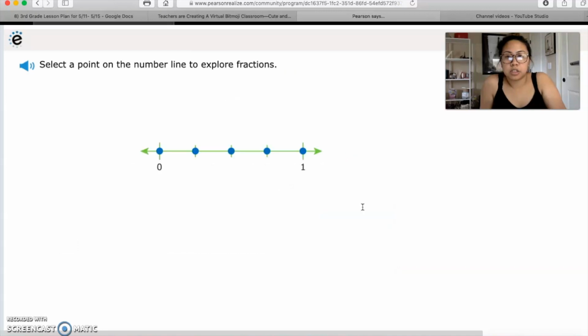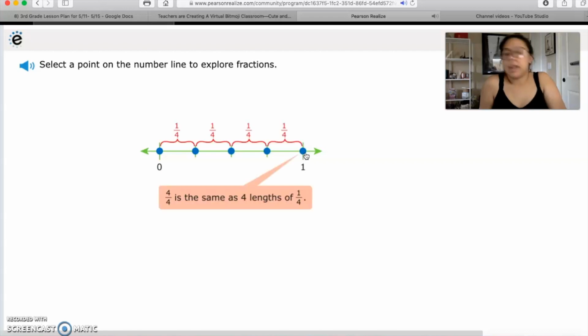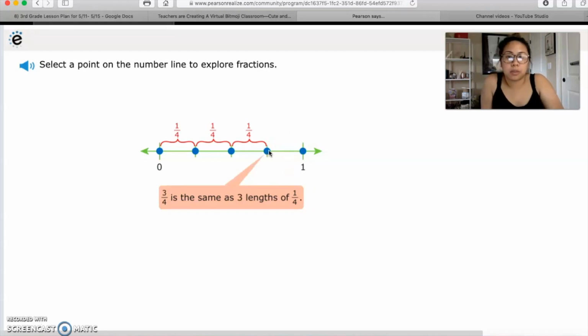Try it. Select a point on the number line to explore fractions. So they gave you a number line, 0, 1, 2, 3, 4. So this is the whole. Since we know there are 4 sections, we can guess that this 1 is going to be 4/4. 4/4 is the same as 4 lengths of 1/4. Okay, so if that's 4/4, this is going to be 3/4.